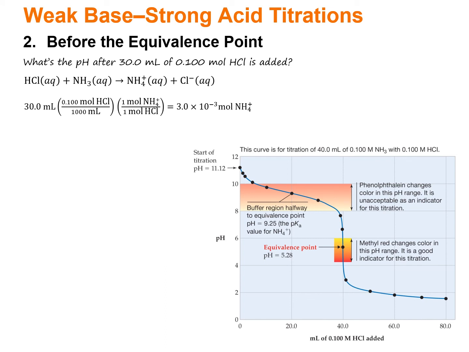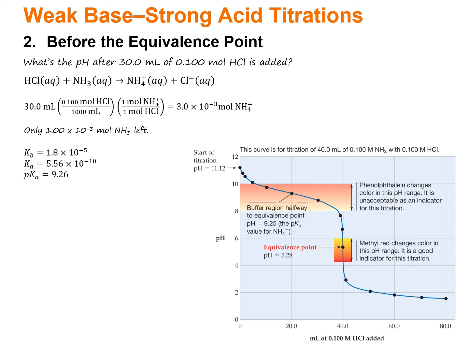And so we have 30 milliliters of the HCl being added. We can figure out from our stoichiometry how much of the ammonium ion we'll create. So just using the concentration and then using the stoichiometry, we end up with 3 times 10 to the minus 3 moles of ammonium ion that is created when we have neutralized a portion of that ammonia. So if we started with 4 times 10 to the minus 3 moles of ammonia, we've basically neutralized 3 times 10 to the minus 3. We are left with only 1 times 10 to the minus 3 moles of ammonia in the solution.